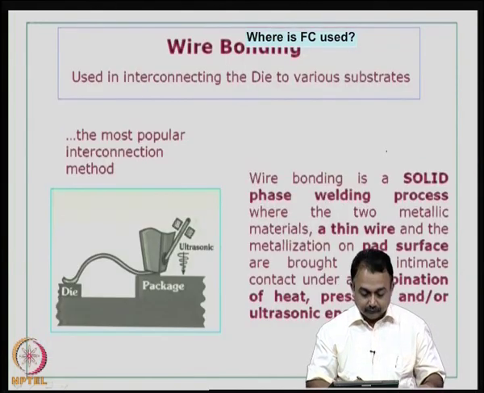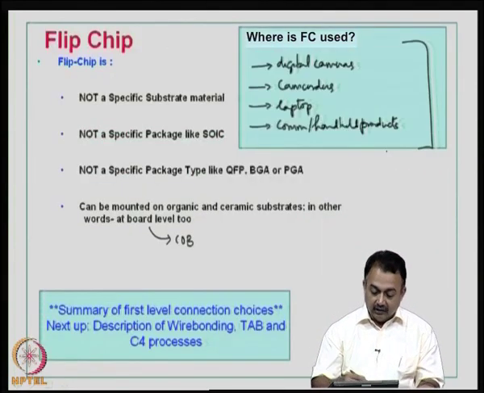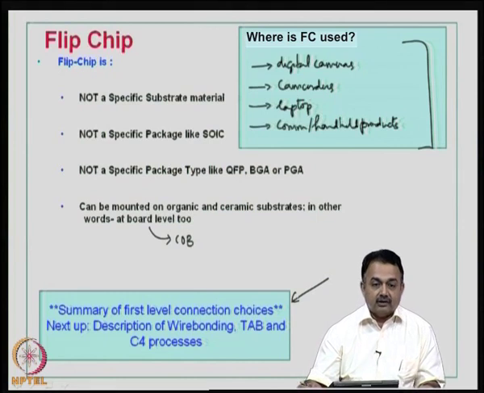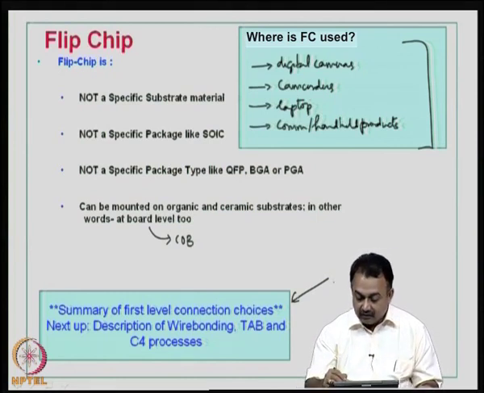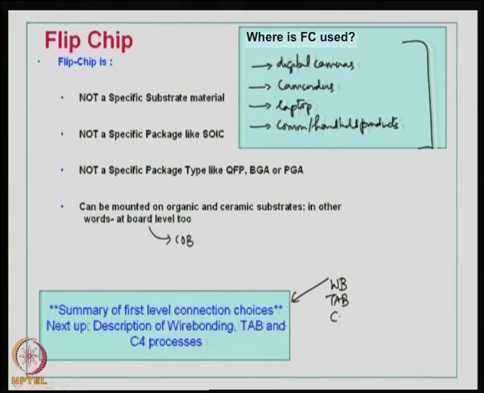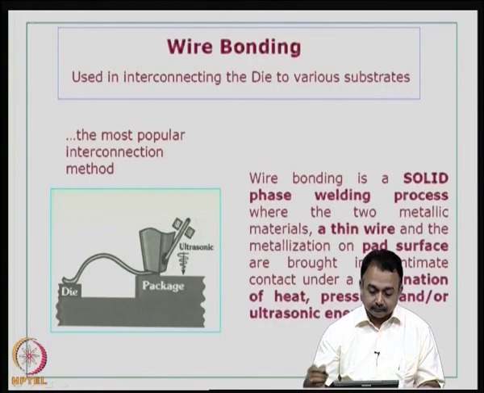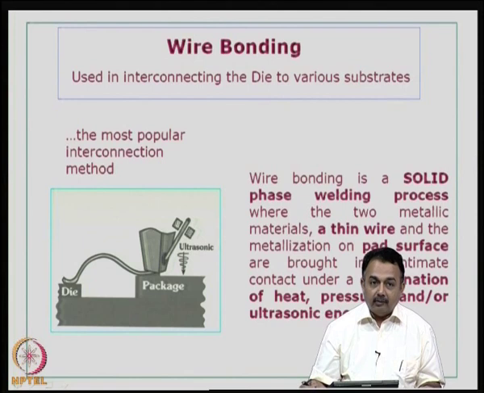Okay. So, what we have seen now is the summary of all the first level connection choices. We have seen exclusively what is a wire bond, what is a tab, and what is a flip chip or a C4 process. Now, what I am going to do is give some more inputs to you on each of these first level connection choices, so that you can understand the process sequence. How do you do wire bonding?